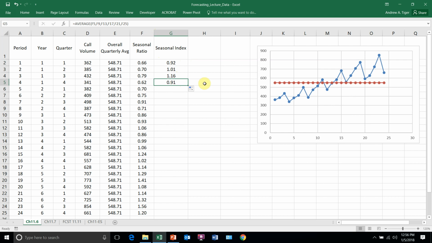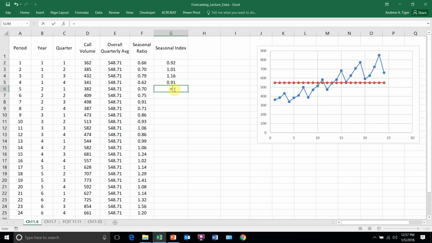What you can see is that quarter 3, on average, is 16% higher than the overall average. With everything else being equal, if I had to predict quarter 3, I would say, well, what's the average quarter? And then increase it by 16%.